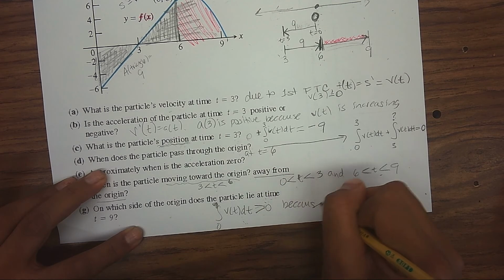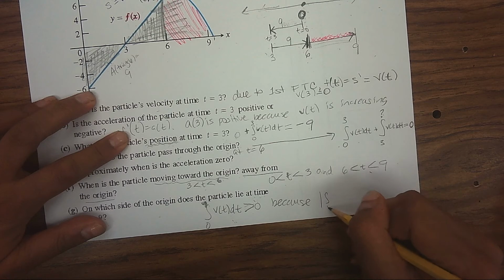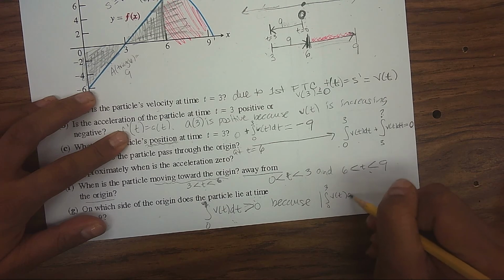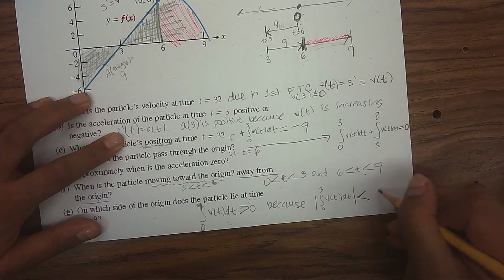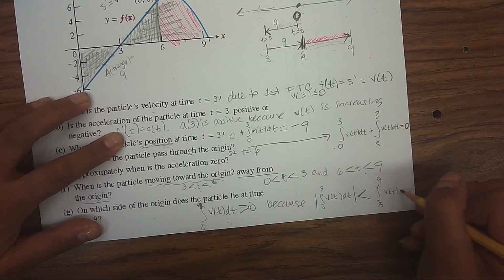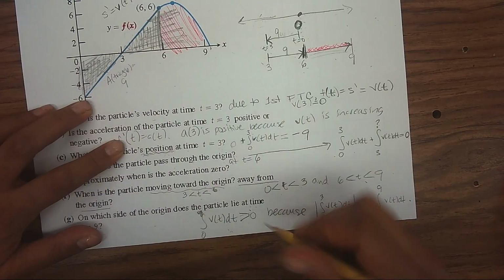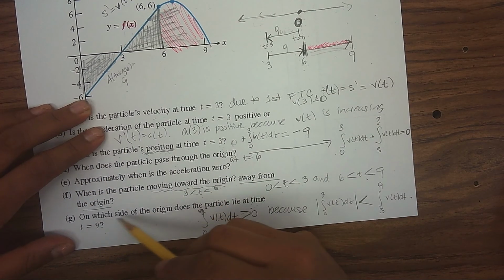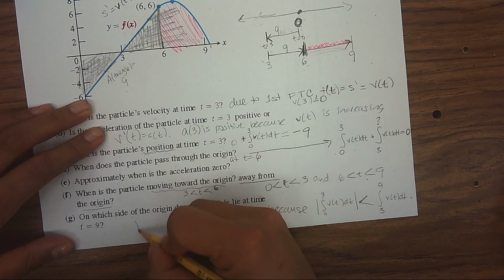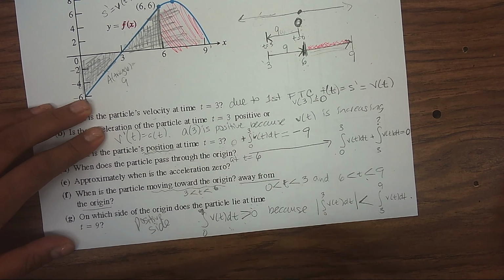Because the area from 0 to 3, v(t) dt, is smaller than this top area, which is from 3 to 9, v(t) dt. Because this is larger than that, my integral will come out to be positive, and if my integral is positive, the answer to which side of the origin it lies on is the positive side. That's the answer. Okay, thanks for watching.